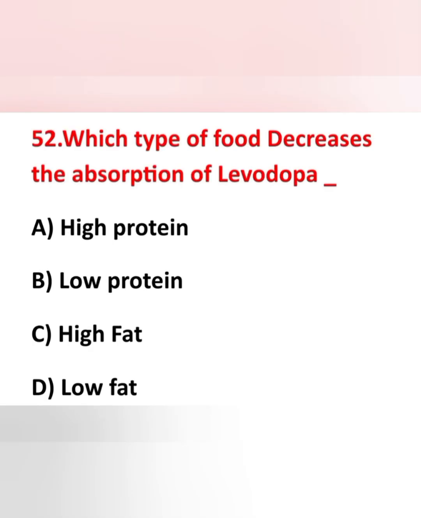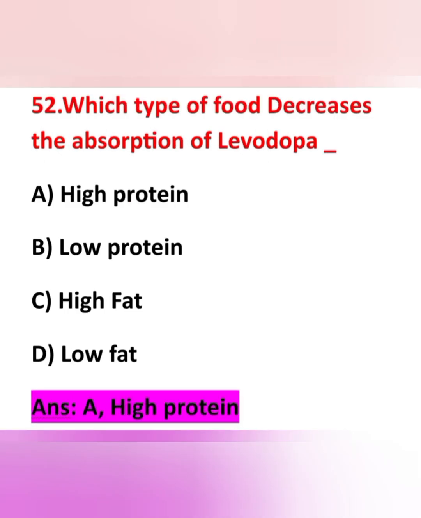Question number 52. Which type of food decreases the absorption of levodopa? Options are option A high protein, option B low protein, option C high fat, option D low fat. Here the question is which food item decreases the absorption of levodopa? The correct answer is option A, high protein diet.